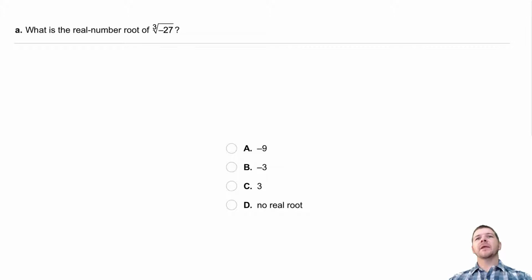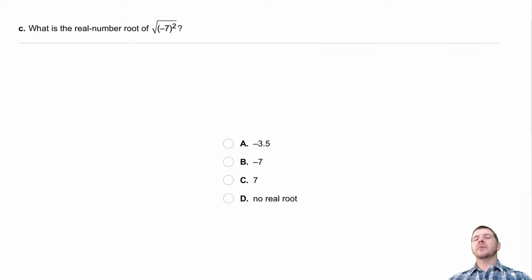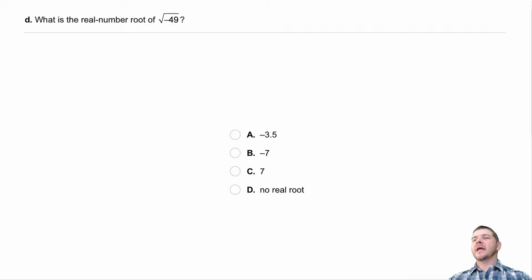Your turn. Part A. What is the real number root of the cube root of negative 27? Part B. What is the real number root of the fourth root of negative 81? Part C. What is the real number root of the square root of negative 7 squared? And Part D. What is the real number root of the square root of negative 49?